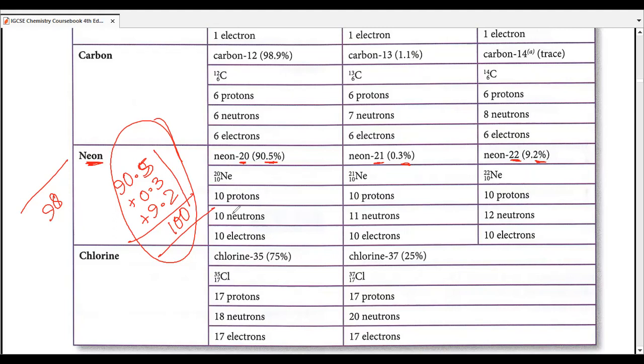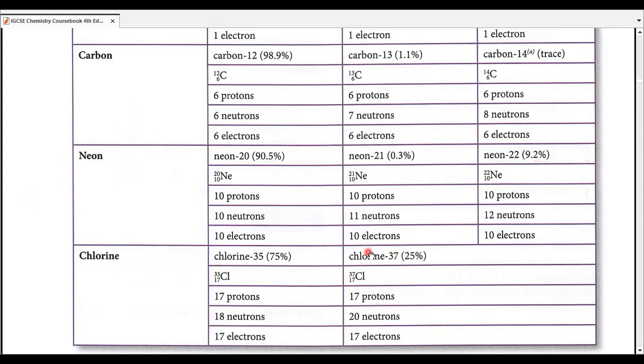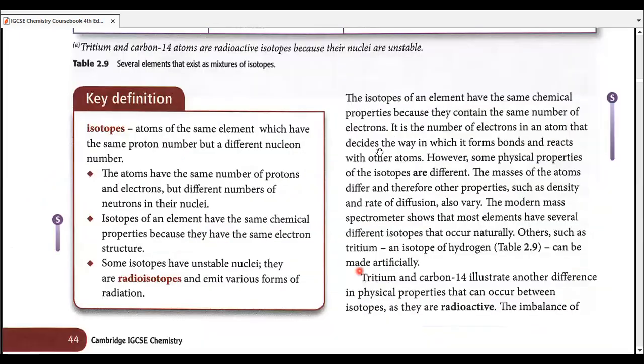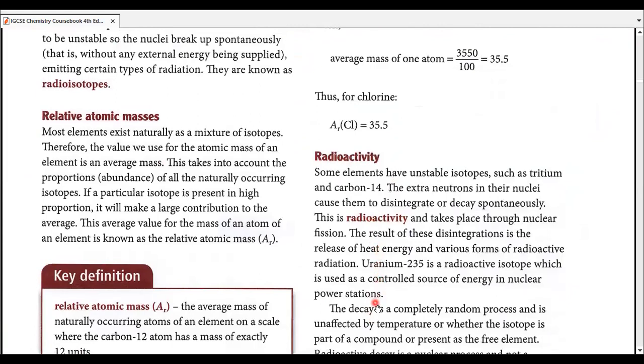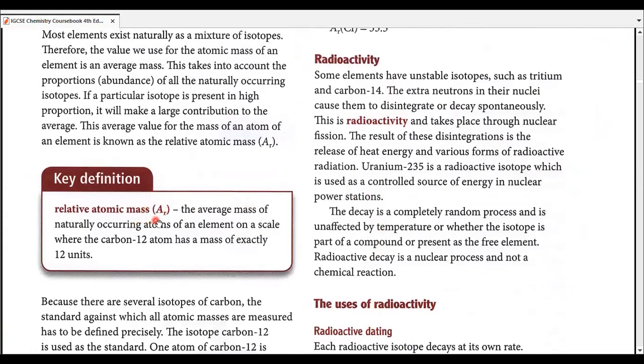And only then can we get the right answer for the average, because that's a weighted average. When you do it with neon, you find that your answer is around 20.18 something. Yes, sir. Which tells us that you are capable of solving any question related to relative atomic masses, or Ar, and its calculation.